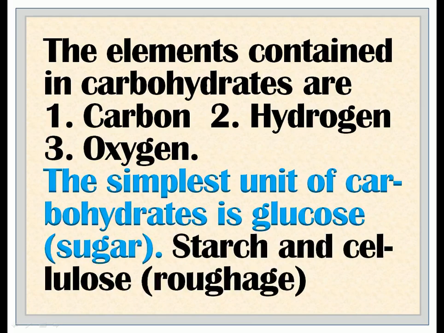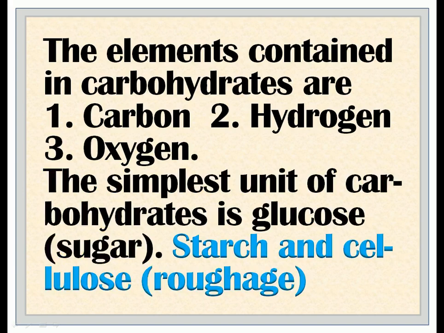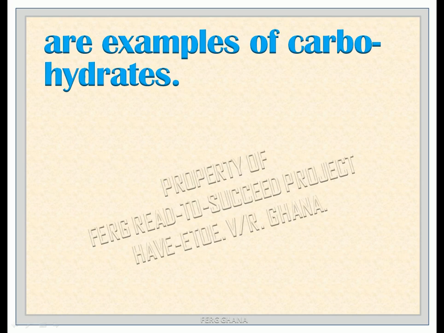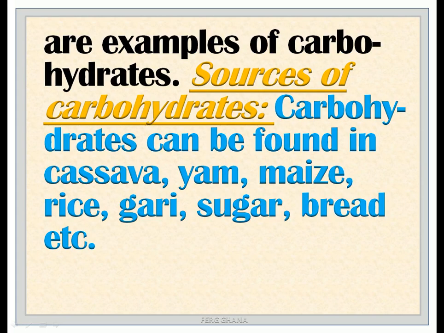The simplest unit of carbohydrates is glucose, sugar. Starch and cellulose, roughage, are examples of carbohydrates. Sources of carbohydrates: carbohydrates can be found in cassava, yam, maize, rice, gari, sugar, bread, etc.